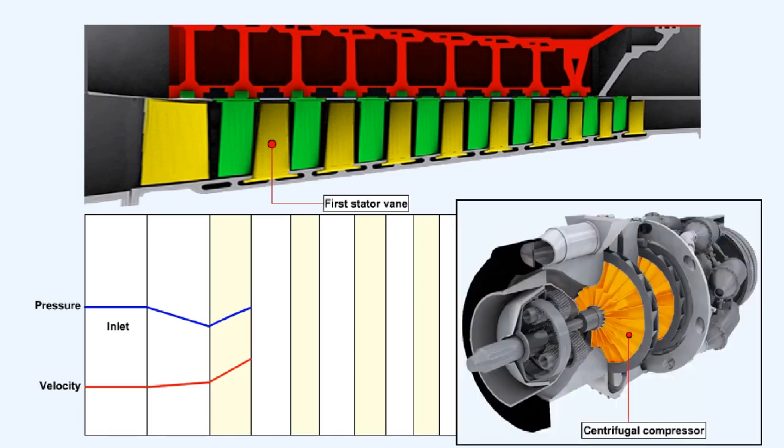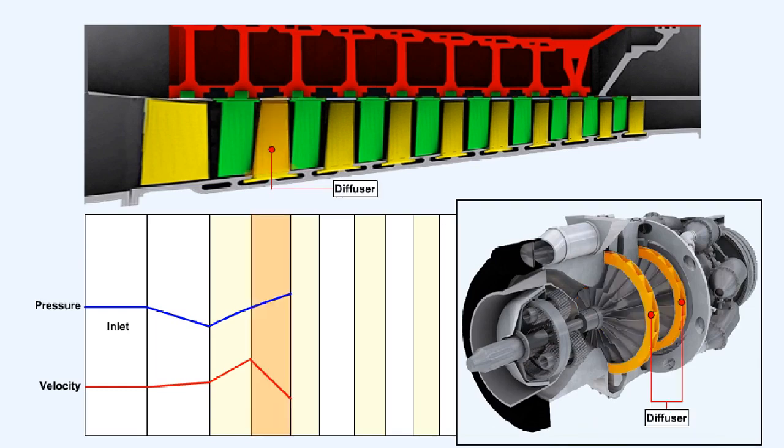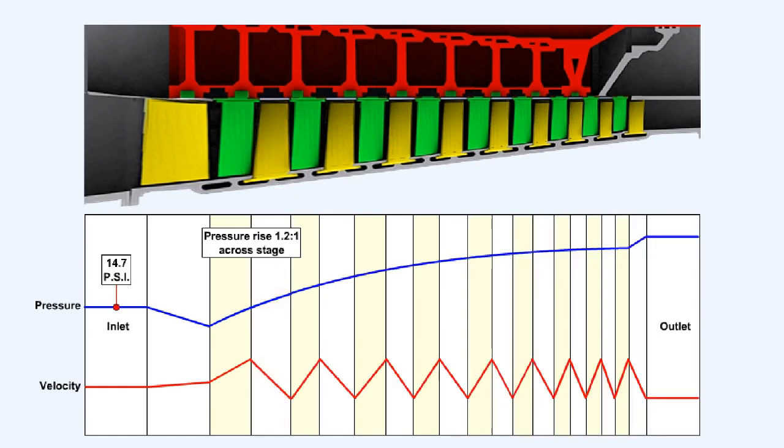Essentially, then, the rotor stages of an axial flow compressor can be seen as doing the same job as the impeller in a centrifugal compressor, while the stator stages of an axial flow compressor can be compared to the diffuser in a centrifugal compressor. The pressure rise across each stage is only quite small, the ratio being about 1.1 or 1.2 to 1. This means that in the first stage, the pressure might only increase by about 3 pounds per square inch.